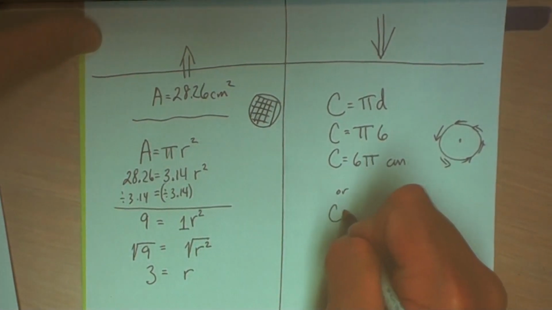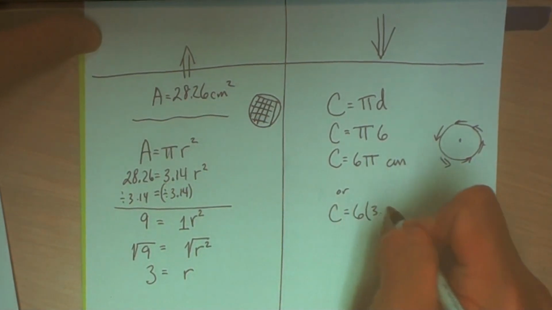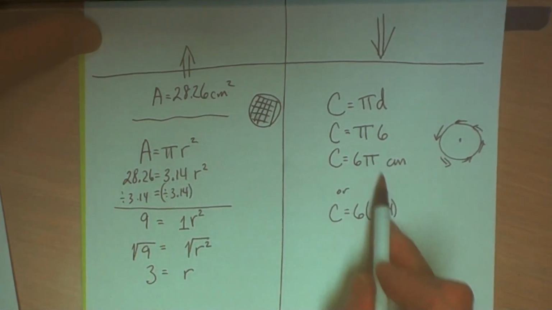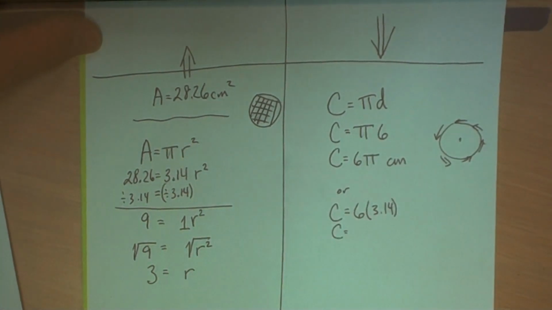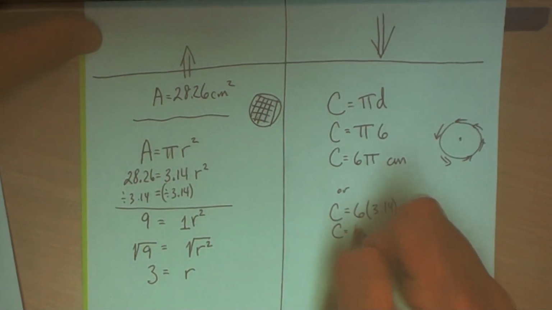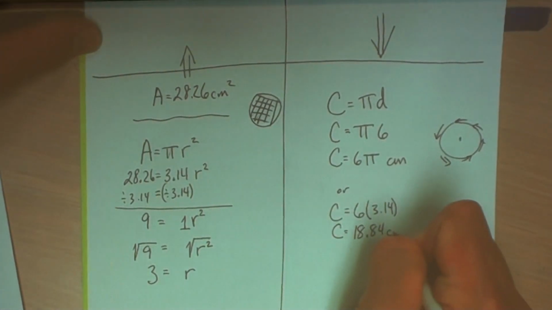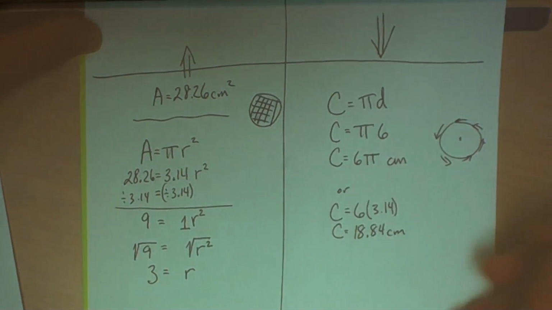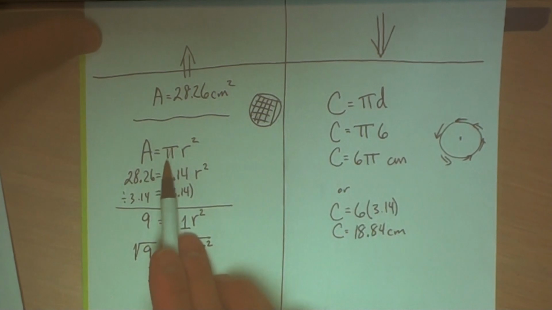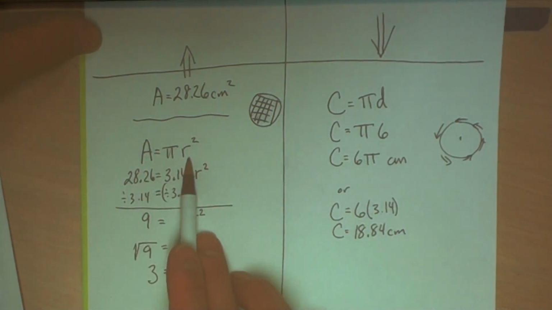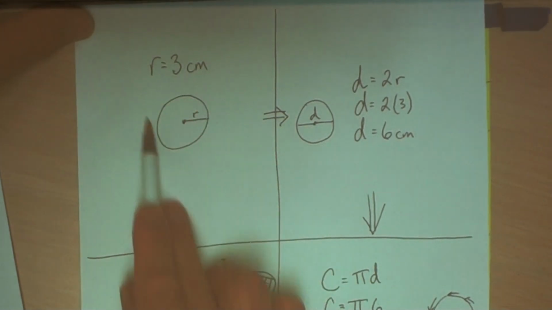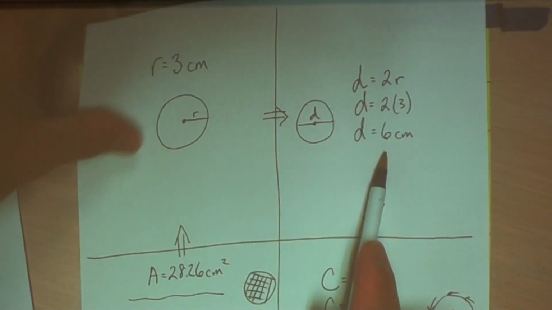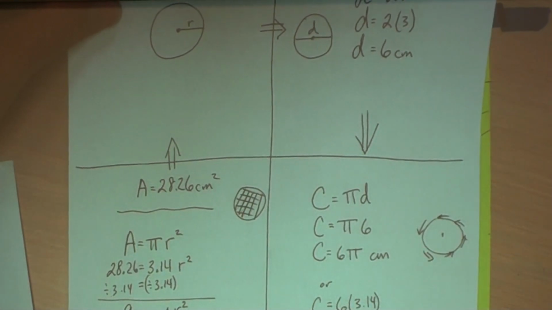Or the circumference can be expressed by substituting 3.14 in place of the pi to a numerical value of 18.84 centimeters. So to recap, if I am given the area, I use algebra and the area formula to solve for r. Once I have found r, the radius is used to solve for the diameter, and then the diameter is used to solve for the circumference.